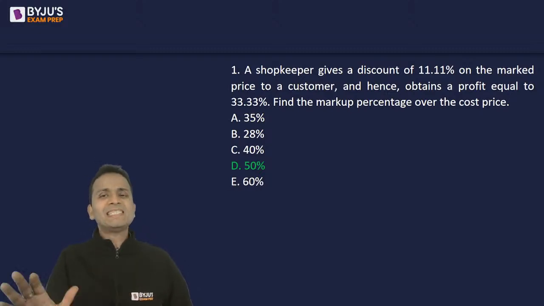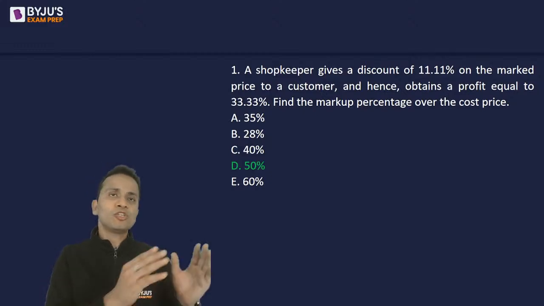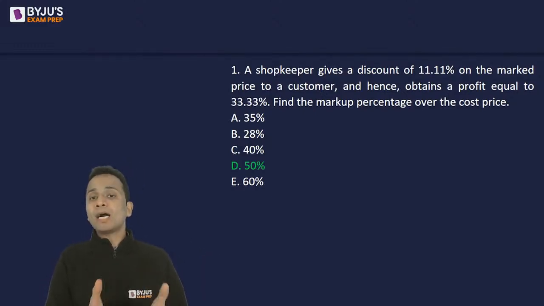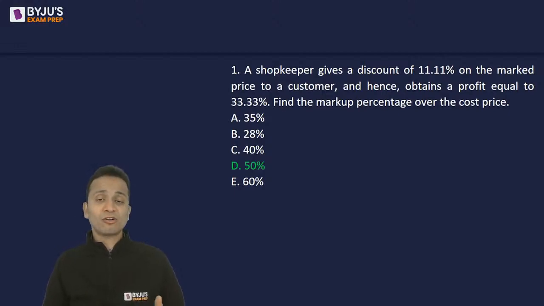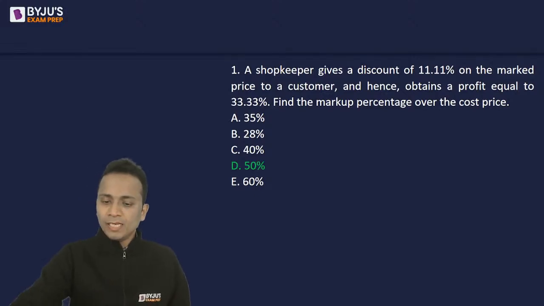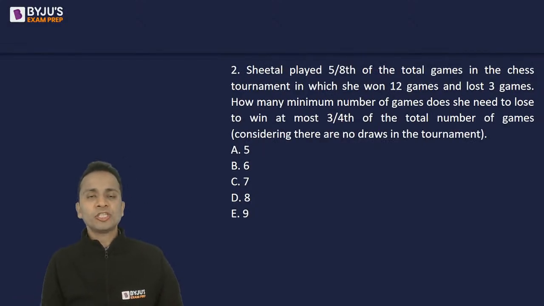Okay, so the basics of profit, loss, and discount was applied. The basic relation between cost price and selling price, mark price and selling price and cost price, all these things were involved in discussion. Okay, let's move on and look at next question, question number 2.